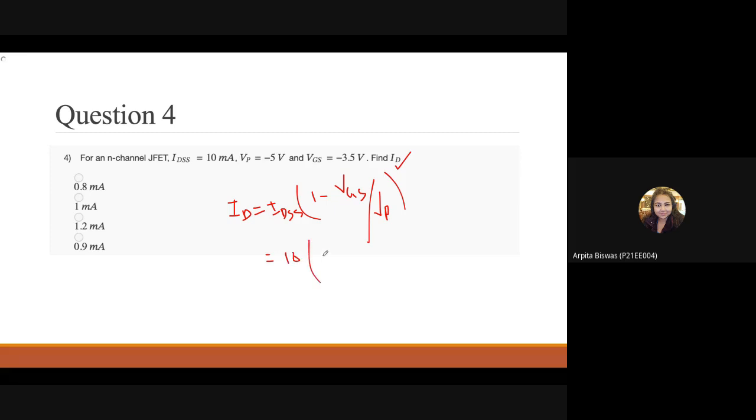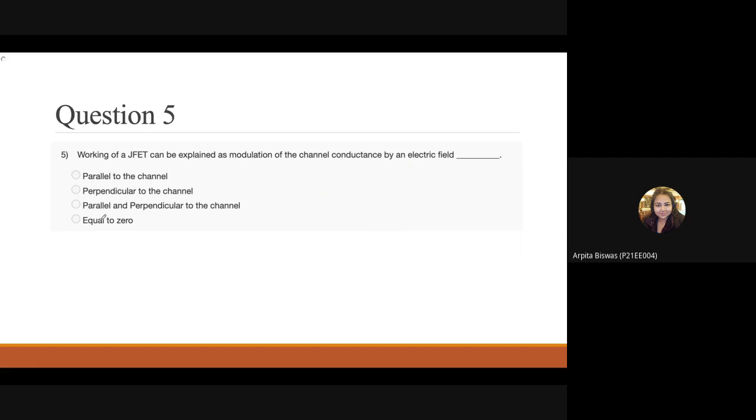Okay. 1 minus VGS by VP, 3.5 by 5. Just cancel out this minus, whole square. Okay. So the value is 0.9 milliamps. So the right answer is option D. Okay, 0.9 milliamps.